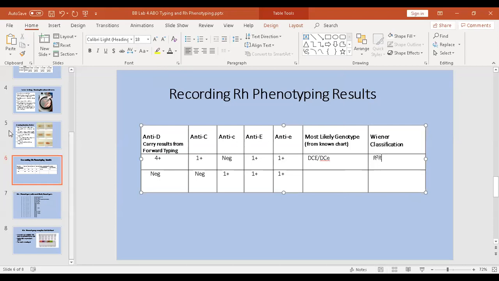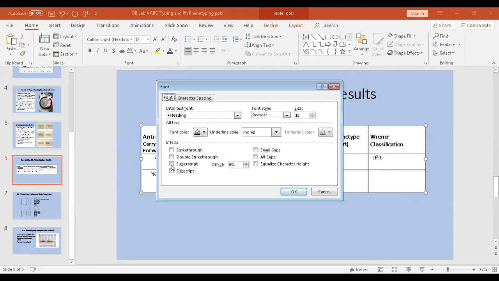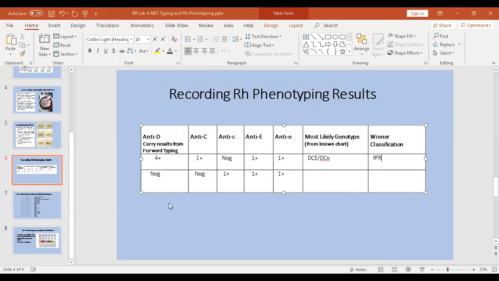And then from the second parent, it's also going to be a big R, because there's a big D. However, here, the only capital letter is big C. So remember, when there's only big C and no big E, it's called R1. So we would write superscript again. Okay, so this one would be RZ R1. Not a very common phenotype, but hey, we need practice so you guys can practice with the Wiener classification.